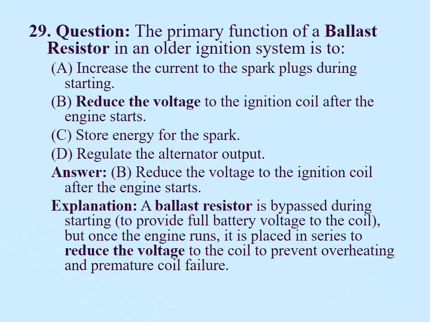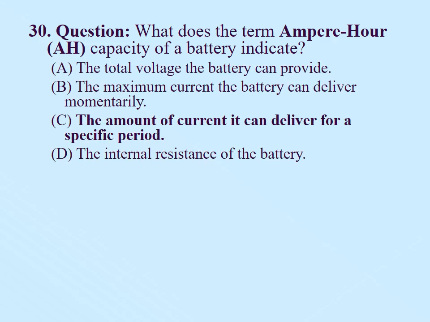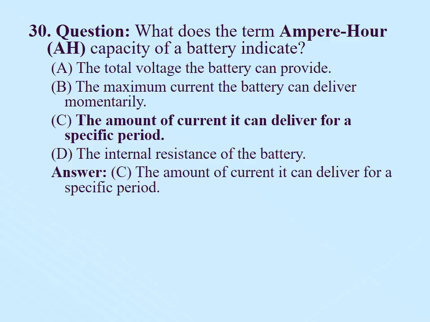Next question. What does the term ampere hour, AH, capacity of a battery indicate? Option A, the total voltage the battery can provide. Option B, the maximum current the battery can deliver momentarily. Option C, the amount of current it can deliver for a specific period. Option D, the internal resistance of the battery. Answer is option C, the amount of current it can deliver for a specific period.